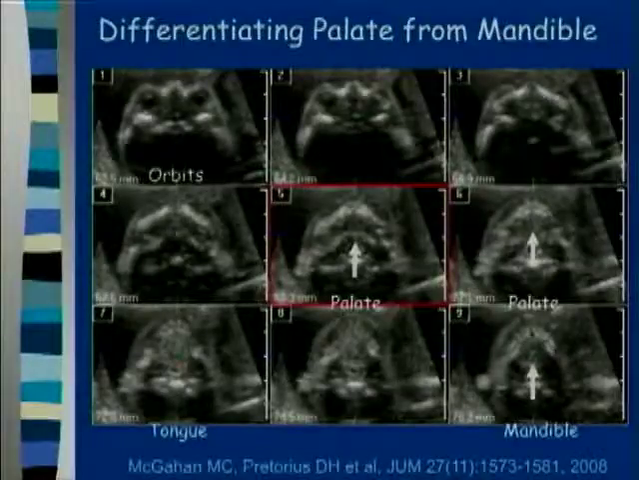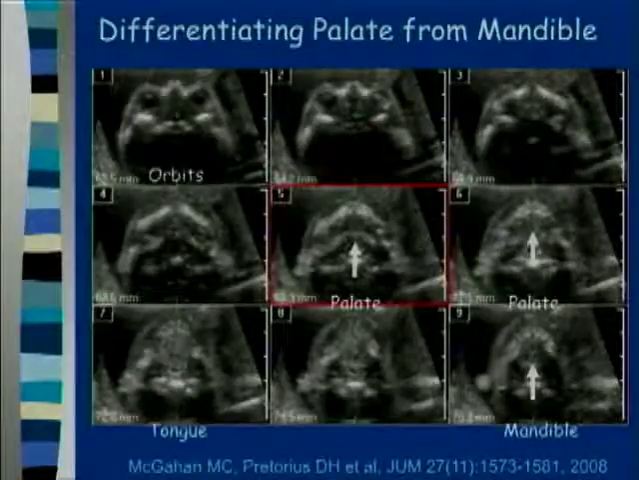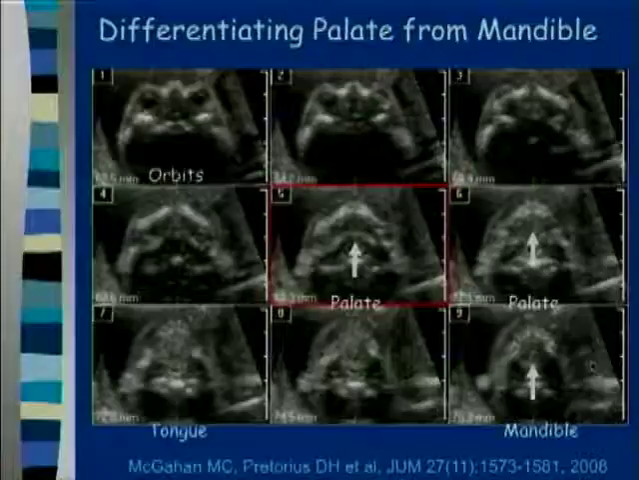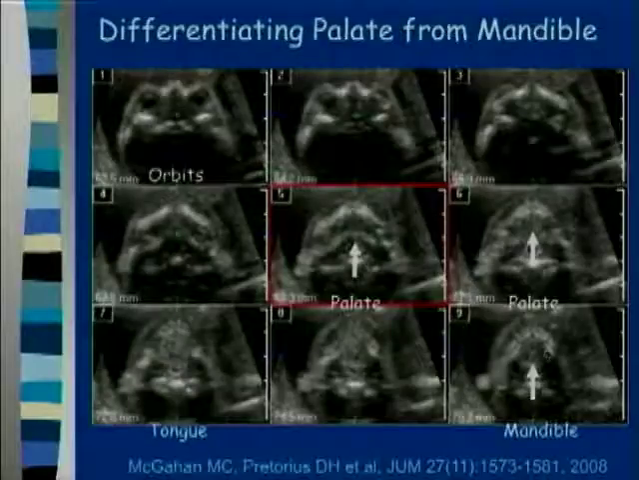Now, the mandible can often look very similar to the palate. And depending upon how you angle it, the palate will be more horseshoe-like. And the mandible tends to be just a little bit wider.